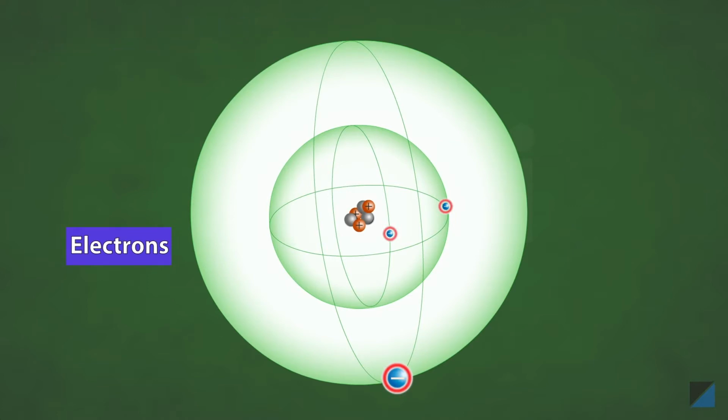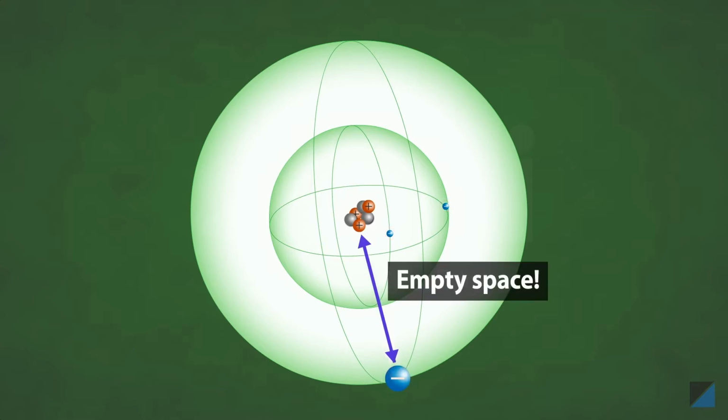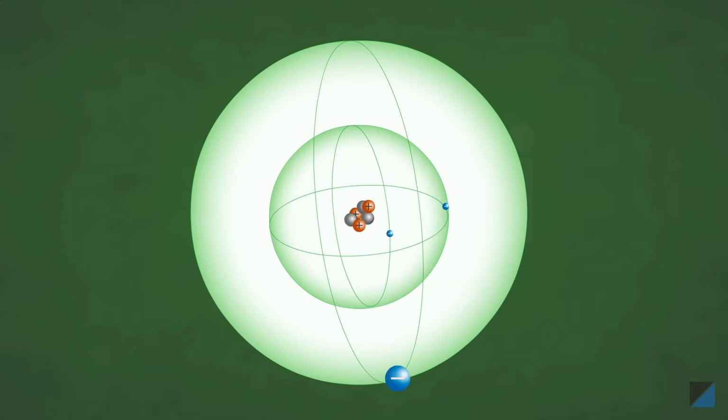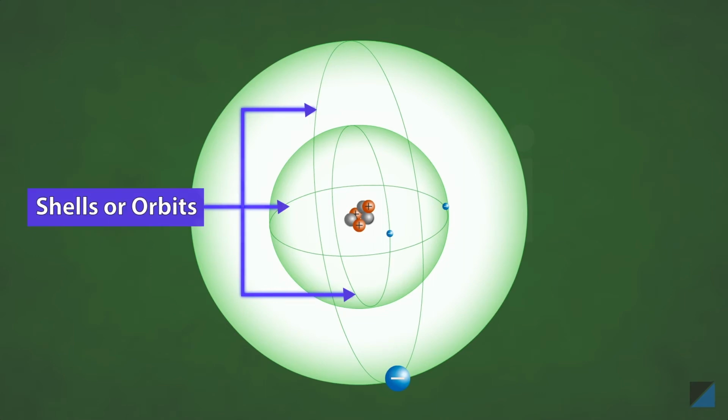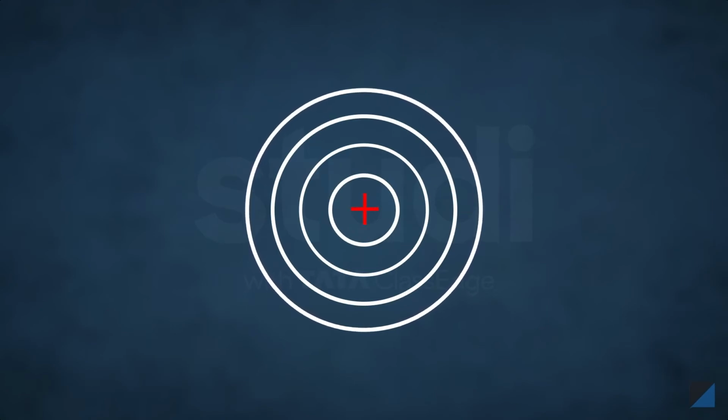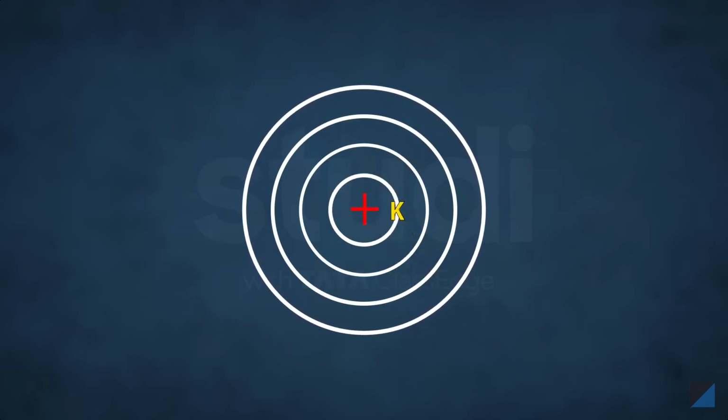So, what lies between the nucleus and the electrons? Surprisingly, the answer is empty space. Yes, vast regions of empty space. Electrons are distributed in definite paths around the nucleus called shells or orbits. The orbits or shells are represented by the letters K, L, M and N.